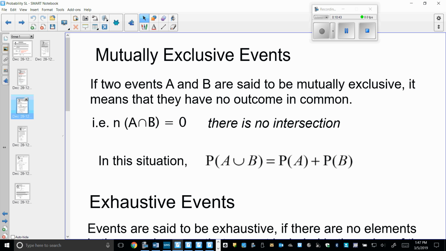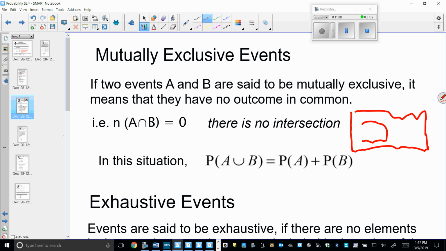Okay, anything else? Mutually exclusive. If two events are said to be mutually exclusive, it means they've got no outcome in common. So in other words, there's nothing in the intersection. Okay? So if we were drawing a Venn diagram, then we would probably draw the two circles separate. If there was nothing in the intersection, they would be drawn separately. And in this situation, the union would simply be the probability of A plus the probability of B, because we don't have to worry about subtracting anything, because there was nothing in that intersection.